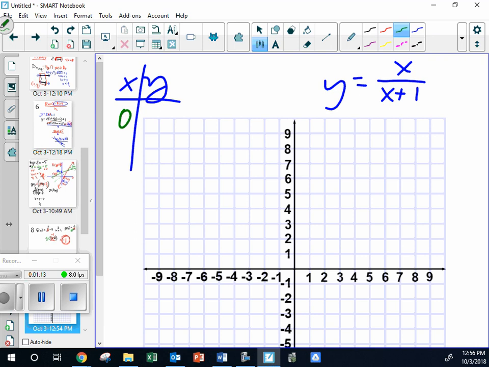And I want you to see that one, and I want you to think it through. Some kids think that means that, oh, that one's impossible. Not true. When you put in 0, what do you get? 0. So if I put in a 0 here and a 0 here, I get 0 over 1, which is 0. If it had a 0 on the bottom, that'd be the problem. Okay, so 0, 0 is on this graph.